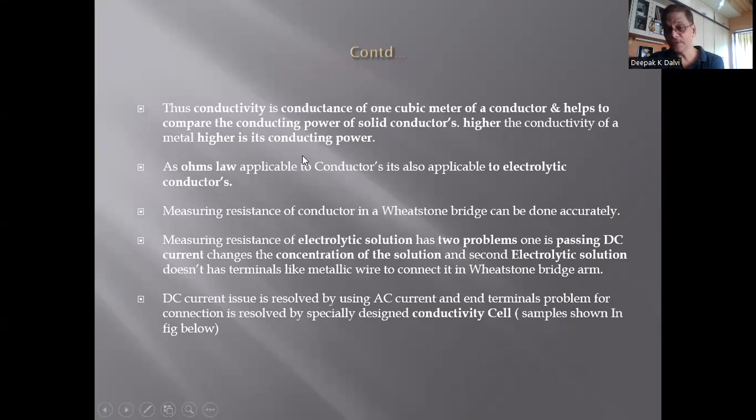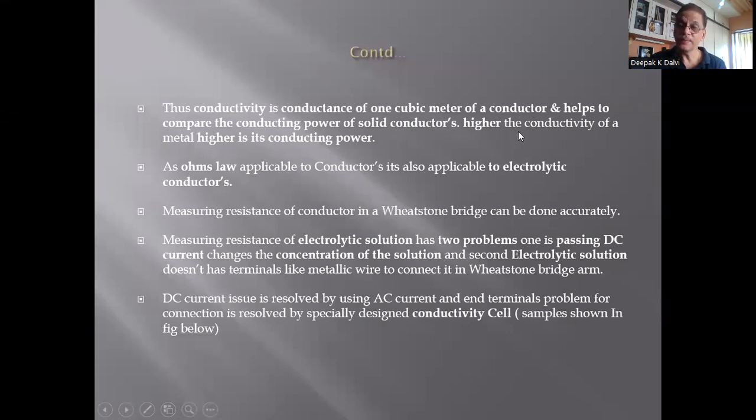Now, what is conductivity? The definition of conductivity. We saw the formula. But the definition of conductivity: just like resistivity is the resistance of 1 cubic meter of conductor, conductivity is the conductance of 1 cubic meter of conductor. And what does it help with? Conductivity is the ability of a conductor to conduct current. So it helps to compare the conducting power of solid conductors.